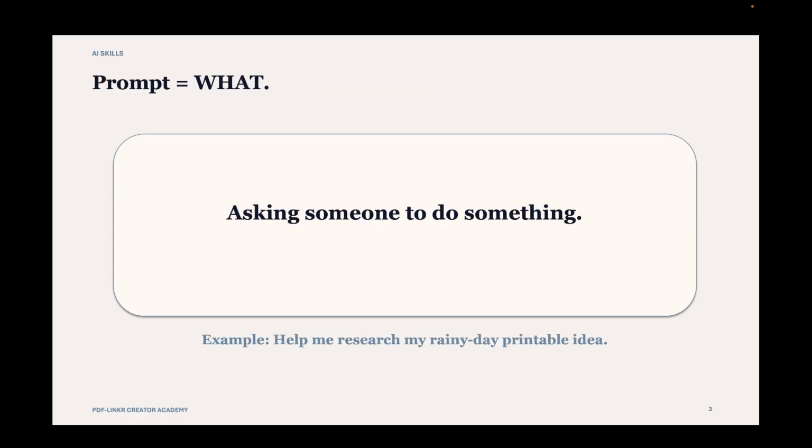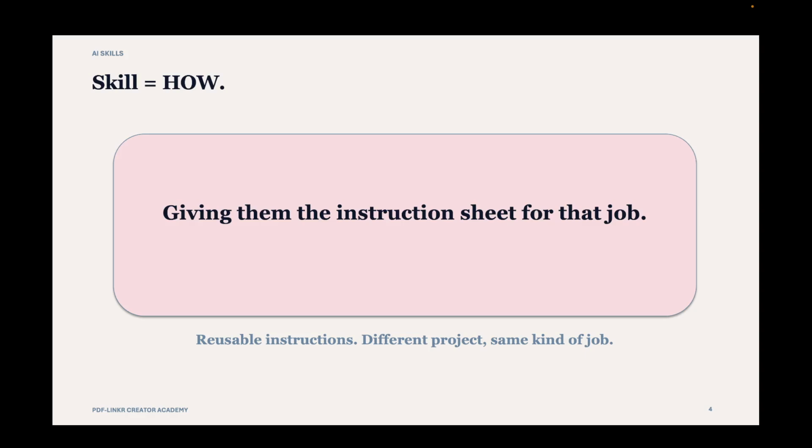So a prompt is the what. A prompt is asking someone to do something, like, help me research my rainy day printable idea. Or let's think of it like this: telling your kids to clean the kitchen. You say, kids, clean the kitchen. That is the what. That's the prompt. Now, the skill file is the how you want them to do that. It's like giving them the instruction sheet for that job.